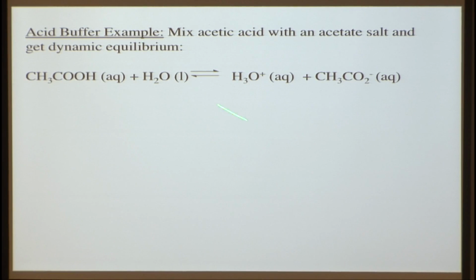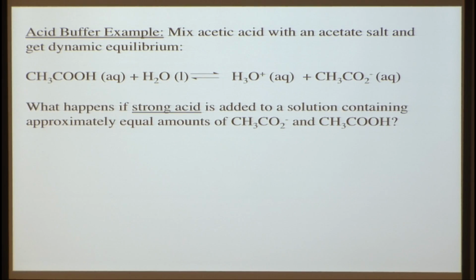So if you mix acetic acid and acetate salt, its conjugate base supplied in the form of a salt. Here we have the acetic acid. Here we have the acetate, the conjugate base, which will often be supplied with some Na+ around. And you get this dynamic equilibrium. It goes forward, it goes back, it goes forward, it goes back.